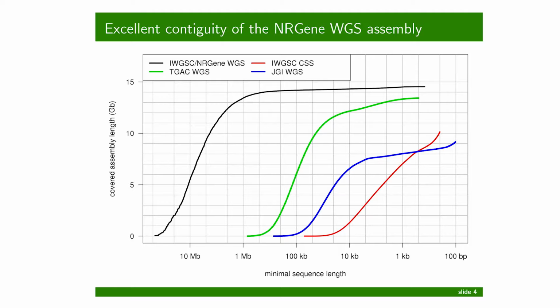So in this plot, the closer the line is to the upper left corner, the better the assembly statistics are. And you can see that the NRGene assembly is 2 orders of magnitude better than the published assemblies, and also better than another whole genome shotgun assembly that was recently released by PAG. So we were very impressed by these statistics, and of course we had to do some validations because we could not believe these numbers when we first saw them.